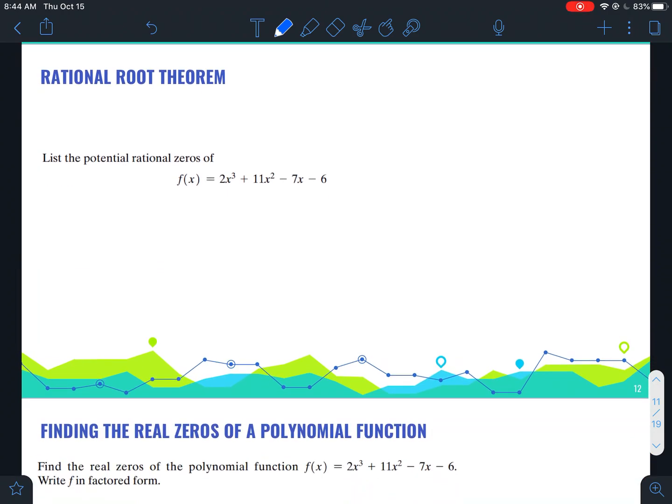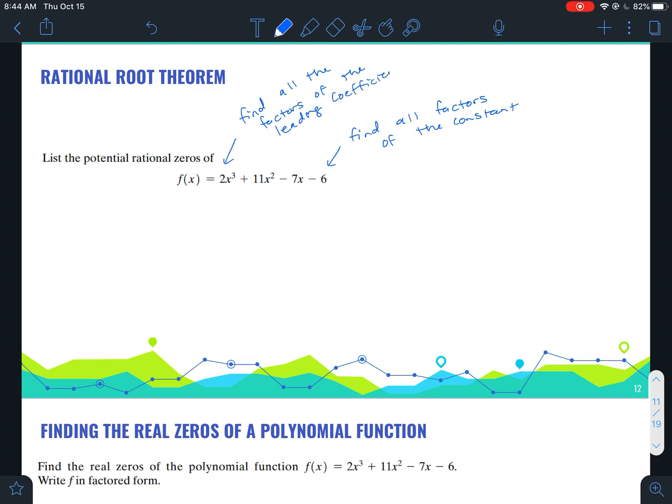So the rational root theorem, we don't really use a ton anymore since we have Desmos and other technologies that allow us to find the zeros of polynomials rather quickly. But if you wanted to use the rational root theorem, you find all the factors of the constant, and you find all the factors of the leading coefficient. And then you find all of the possible ratios that would come out of those.